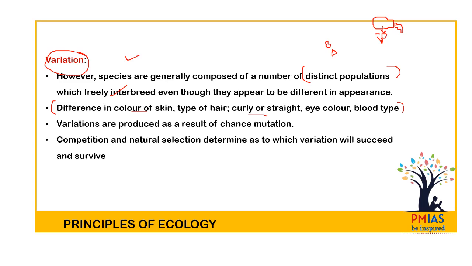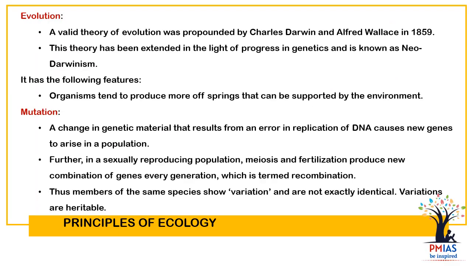And the limiting factor of variation is competition. So competition and natural selection will determine the survival of that species, whether it will survive or perish. Next thing is evolution. Evolution and mutation are not that important. It was proposed by Charles Darwin and Alfred Wallace in 1859.